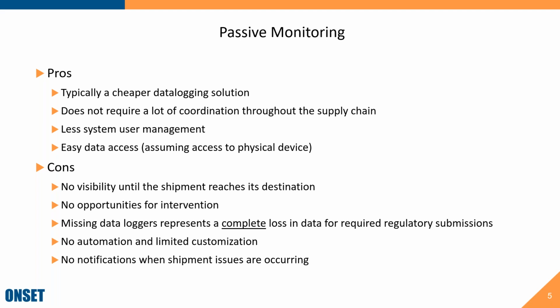And then there's no notification when shipment issues are occurring. That's going back to the visibility component. You can't get an email or text notification, or a notification through a cloud platform or anything like that when you're using a passive monitoring system.